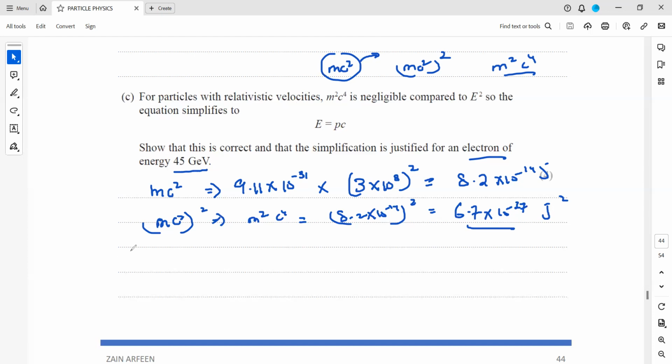So this giga electron volt will convert into joules. So the electron energy is 45 giga electron volt. Giga means 10 power 9. So it means 45 into 10 power 9 electron volt. And to convert electron volt into joules, we multiply 45 into 10 power 9 by 1.6 into 10 power minus 19. So we multiply this.